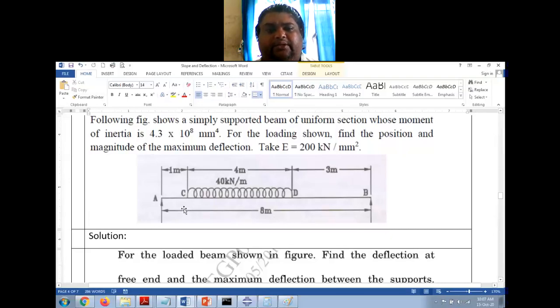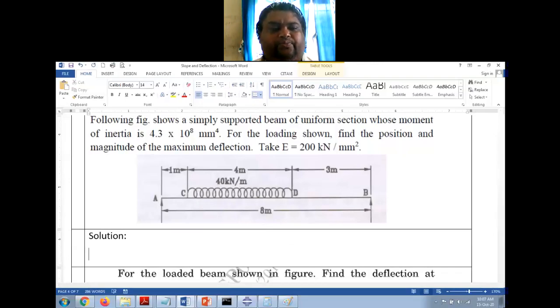But now here in this numerical, the UDL is given only for this span, which is 4 meter length, which is 1 meter away from the left hand support, and 3 meter away from the right hand support. So when you have a case like this, you need to do a slight modification in the loading diagram, and then proceed. First, we'll find the support reactions. This is the first step you need to do.